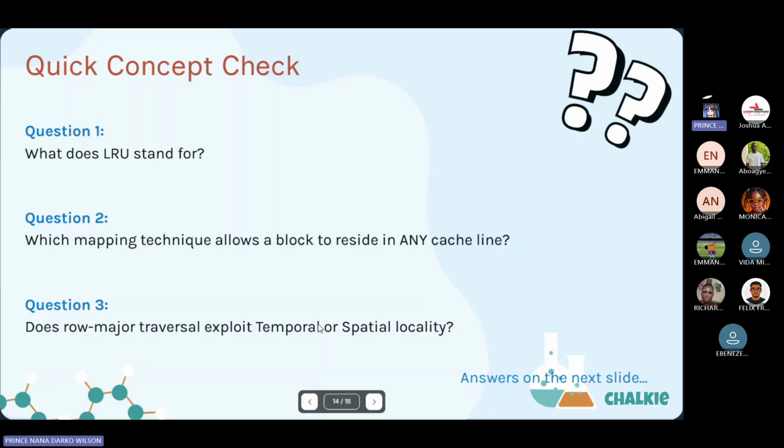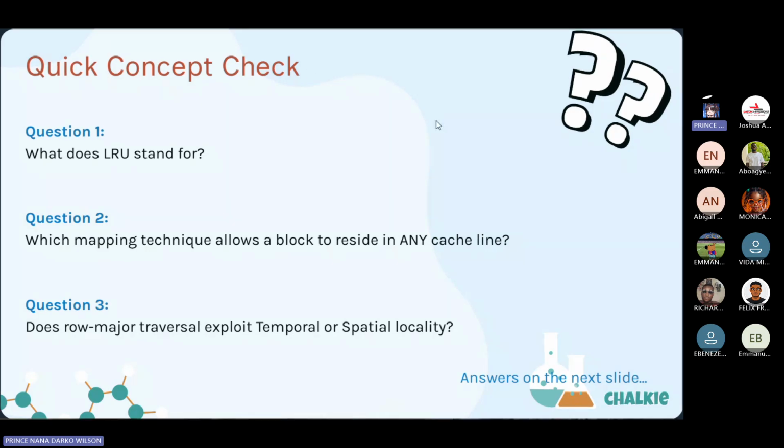Now, let's answer these questions quickly. What does LRU stand for in eviction policies? What does LRU stand for? This one, we expect the answer within a minute. Otherwise, I'll call somebody and torture their lives. I'm telling you. So what does LRU stand for in eviction policies?